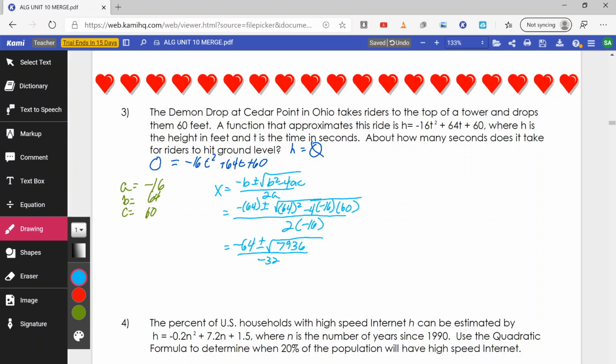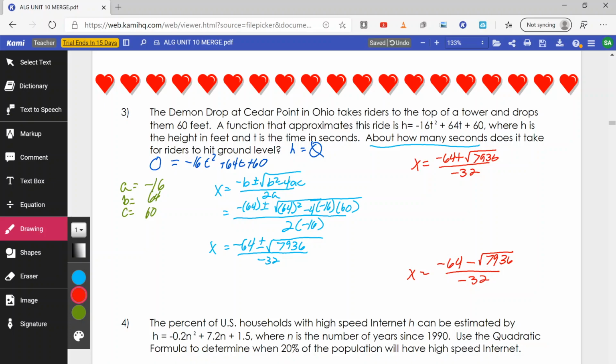So now we want to see what the actual value is. It says about how many seconds. So unlike before where we left it as a fraction, we want to know specifically the number of seconds, and this could include decimals. So I'm actually going to solve for each value here. Once we're at this point, I actually have two possible values. We have x equals negative 64 plus the square root of 7,936 divided by negative 32, and we also have x equals negative 64 minus the square root of 7,936 divided by negative 32.